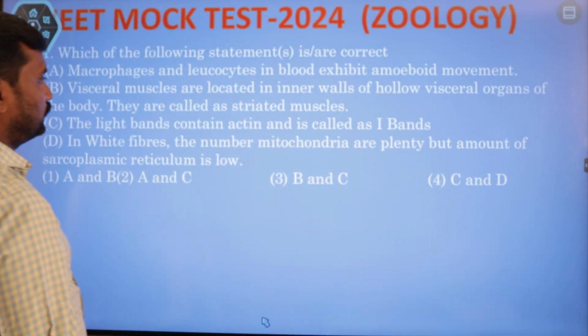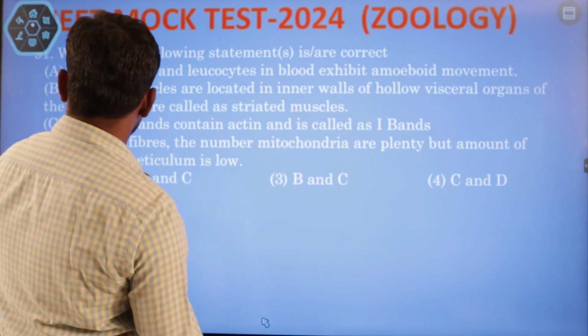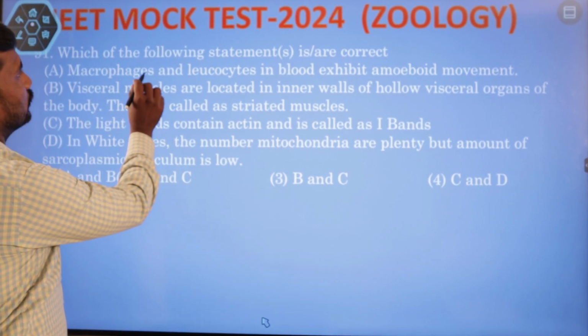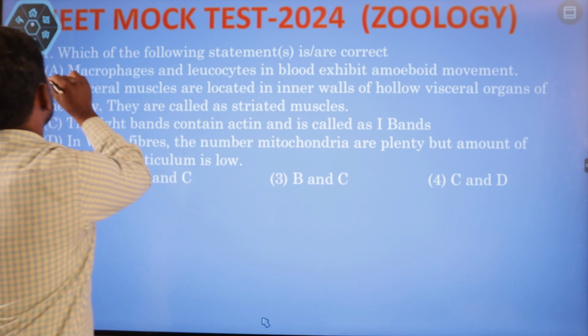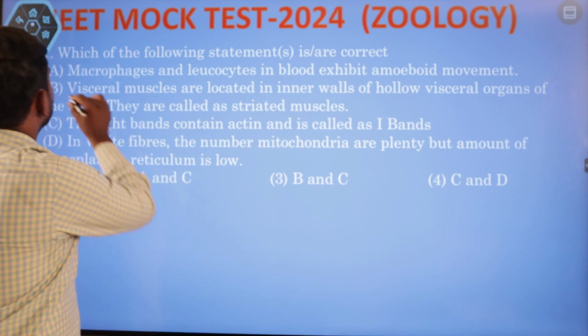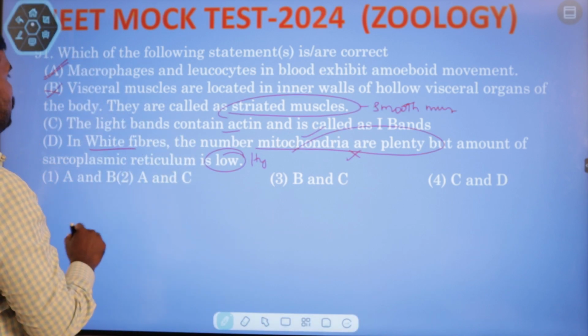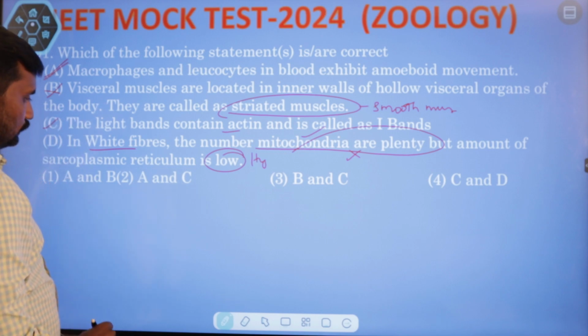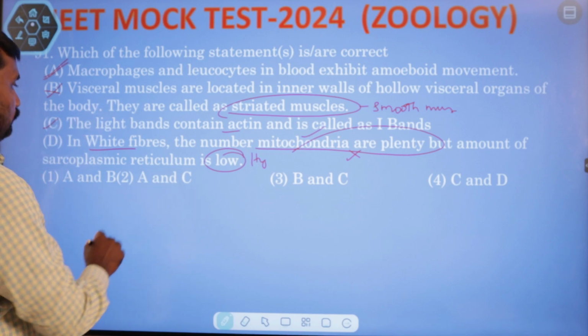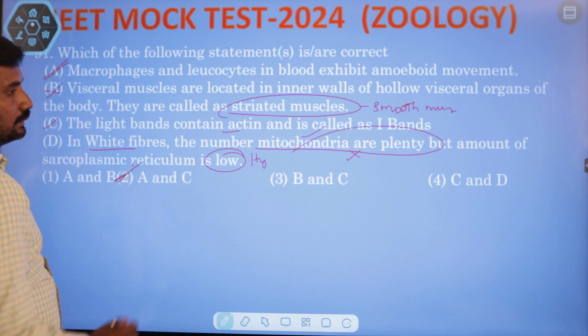Okay. So the incorrect statements are B and D. The question about the macrophage is asking the direct questions. Statement A is correct. At the same time, C is correct. So the answer is A and C, the second option. A and C are the correct answers.